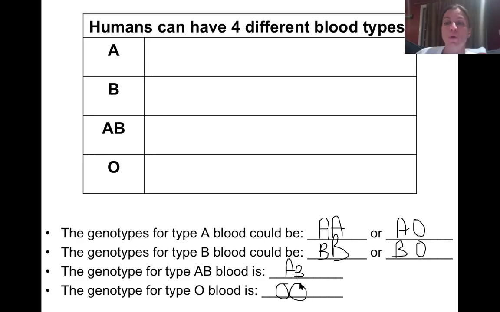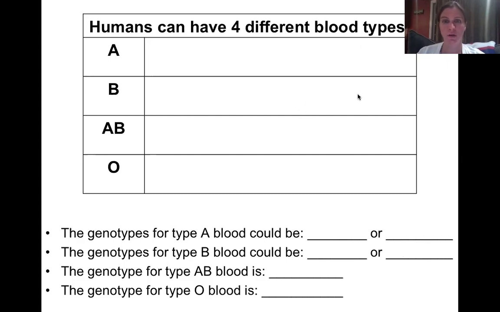Okay, so this becomes important when you're trying to figure out possible blood types between family members, if mom is this and dad is this. Okay, so let's just take a look.